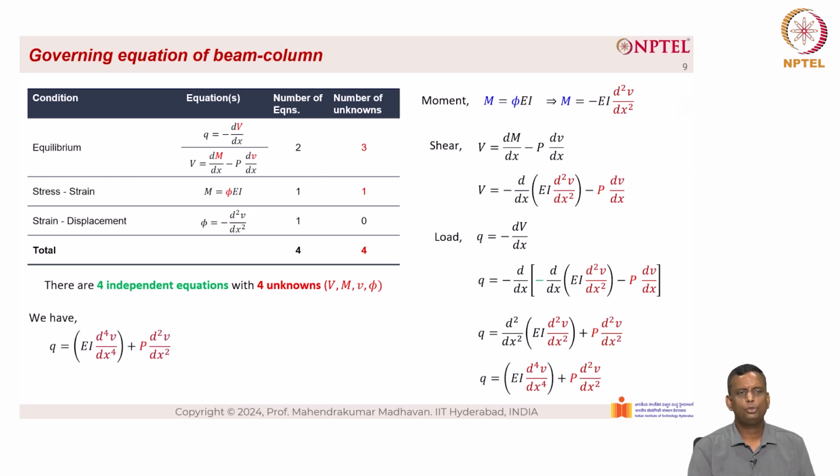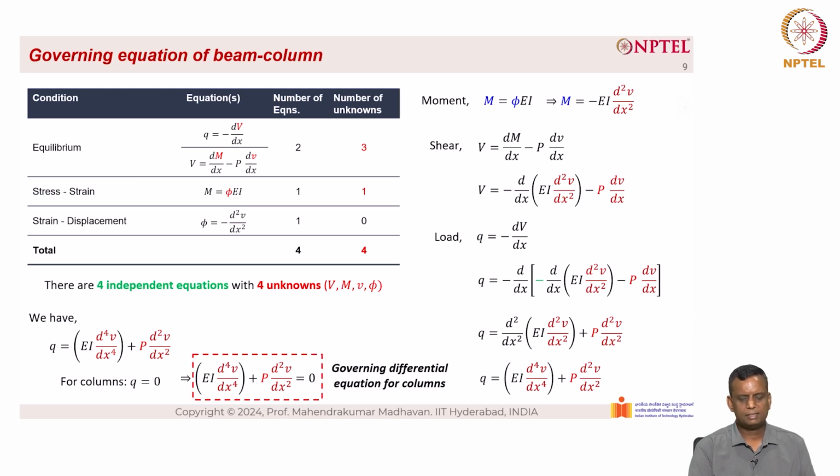So we have q equal to EI into d power 4 v by dx power 4 plus P into d square v by dx square. So for columns, the transverse load is 0. So we put q equal to 0, which means that EI into d power 4 v by dx power 4 plus P into d square v by dx square is equal to 0. This is the governing differential equation for columns.